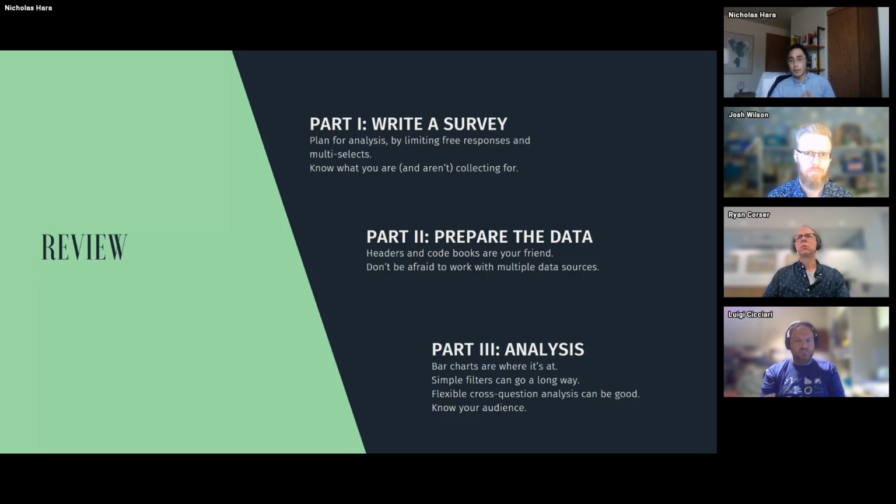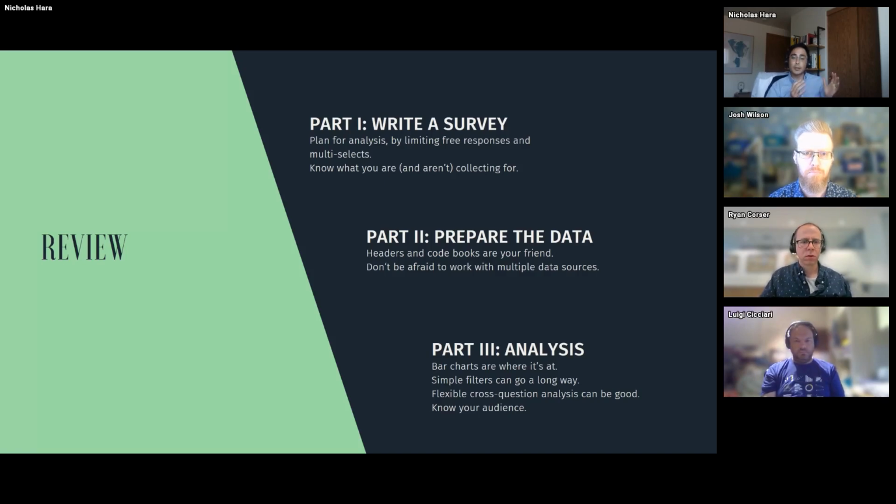Then we talked a little bit about preparing data: headers and codebooks, cleaning those up and getting a codebook ready so that you personally, at a bare minimum, feel very comfortable with the data you're looking at can really save you a lot of time. And my big thing is don't be afraid to work with multiple data sources. I know that seems a little daunting. Oh, I meant to show you all, if we have time, how that data model looks when you actually put it in Tableau Desktop.